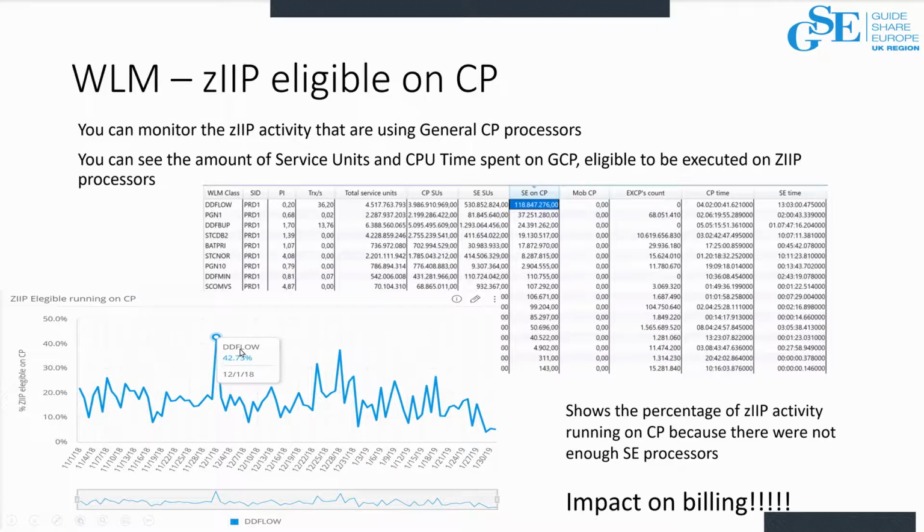And this is an example here just to show a DDF, that's a well-known process that comes from a distributed system running on DB2. And this process uses the zIIP processor a lot. And here I have an example of 42% of the total workload running on general processors because the zIIP processors are busy executing other stuff. Okay, and that was a nice picture to represent this workload running on general processors.